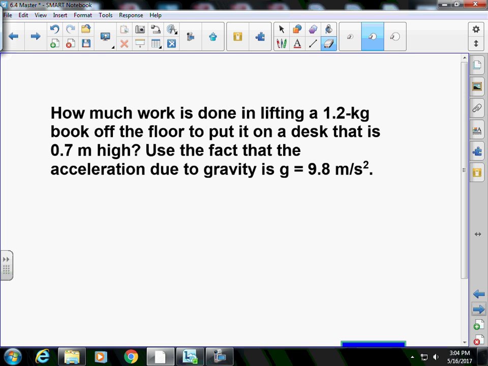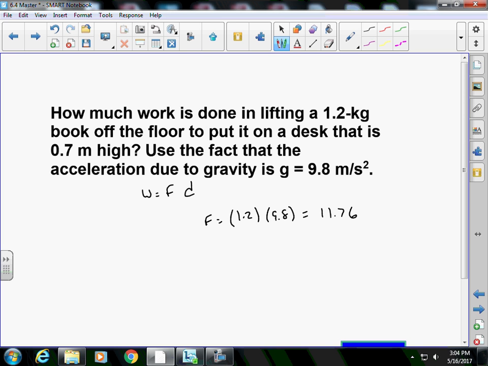We don't have to take into effect the work of gravity. That says, how much work is done lifting a 1.2 kilogram book off the ground? Well, work is force times the distance. Force for us is 1.2, the mass, times the 9.8, the effect of gravity. And that gives us 11.76. So our force is 11.76. So we have work is equal to 11.76, and we're going to multiply that by the distance. The distance is 0.7 meters.